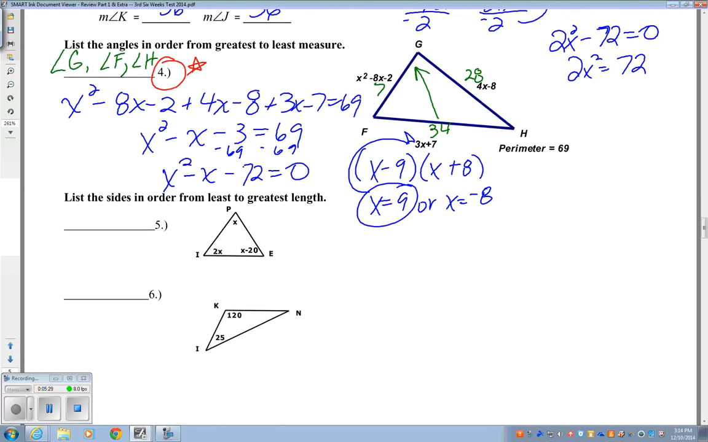Now on the last two, you saw for X, you should get X equals 50, so 130. They went from least to greatest, so the smallest angle is 30, which means the smallest side is PI, and then we have IE, and then PE. This missing angle here was 35, so we should have KN, the smallest side, KI, and then IN.